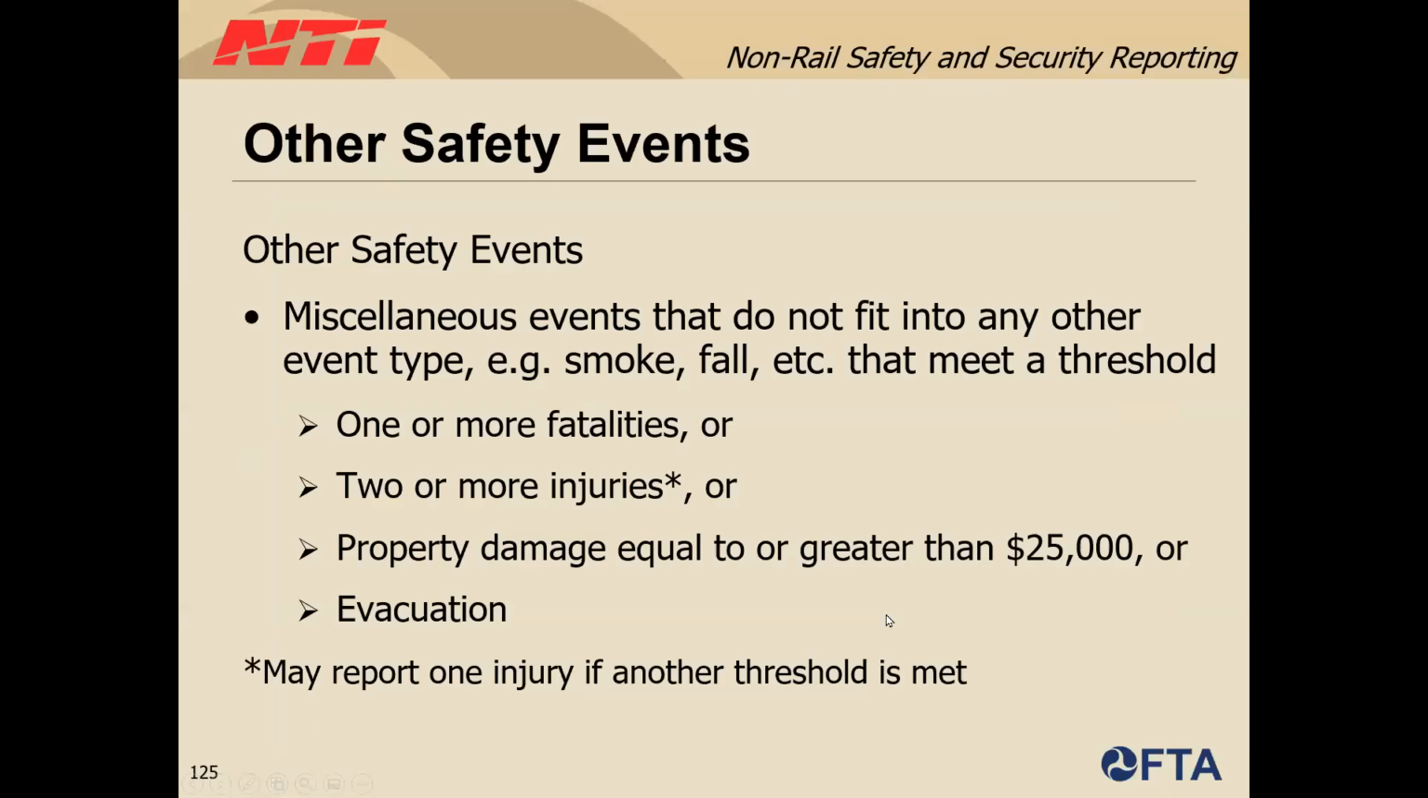And finally, the final major event type is other safety events. This is basically your miscellaneous category. These events, again, must meet a reporting threshold of 1 or more fatalities, 2 or more injured if that's the only threshold, property damage of $25,000 or more, or an evacuation for life safety. Please note that you may report an other safety event with 1 injury, but only if there is another threshold involved.